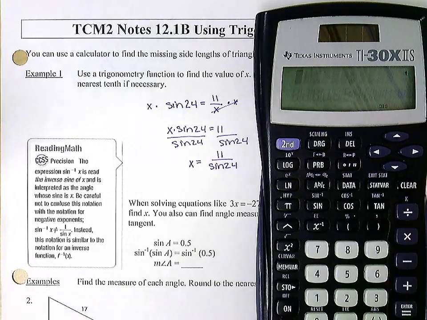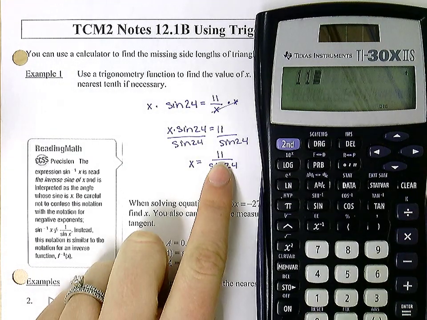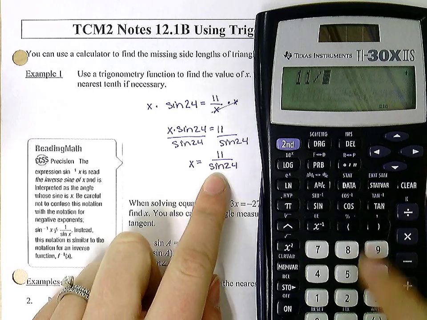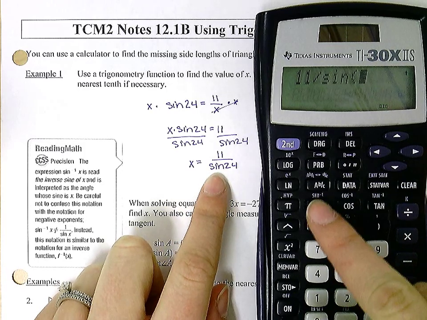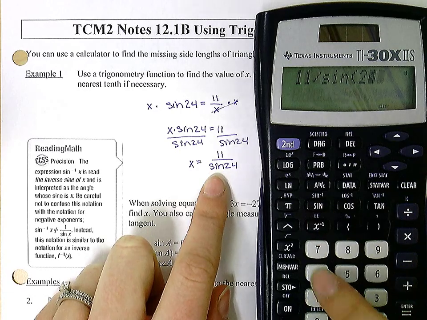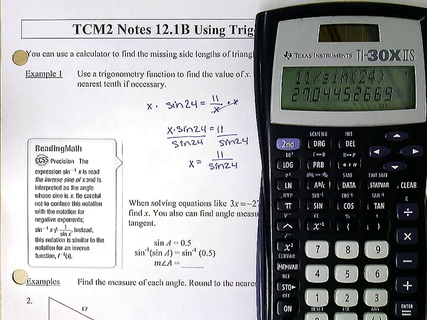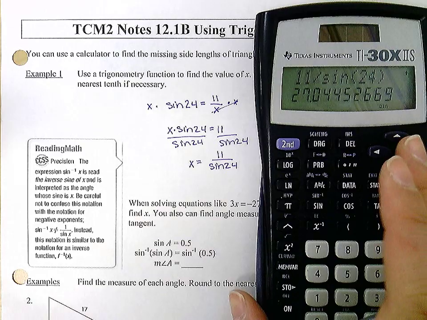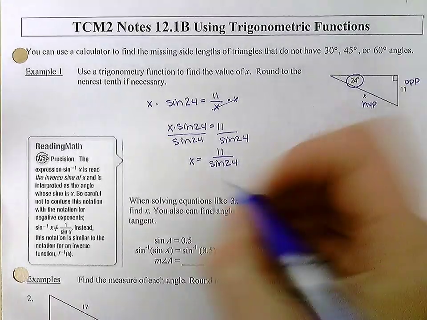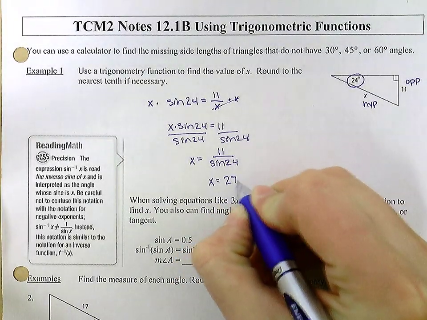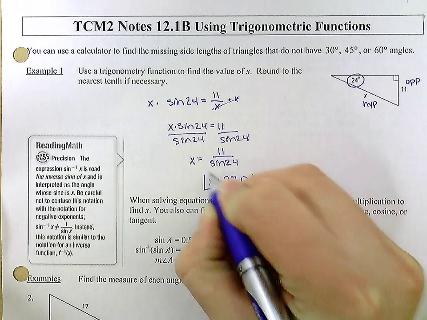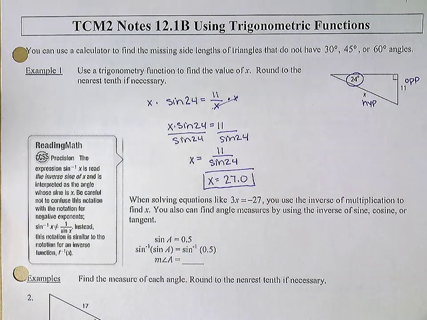Alright, so here we're going to plug in 11 divided by, you're going to press the sine button, okay, of 24, and my parenthesis, then press equals. Okay, you should get 27.0 since I'm rounding to the 10th. Okay, so it wanted me to round to the 10th, so I just rounded to that 10th. That's why I have that 0.0 there.